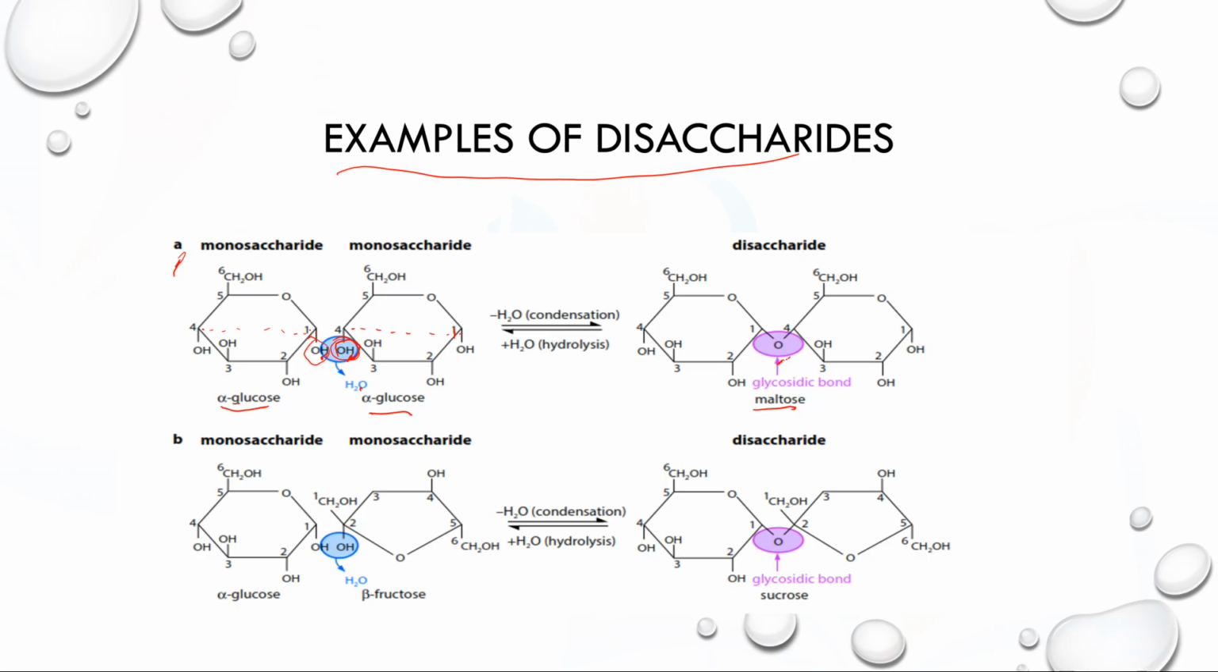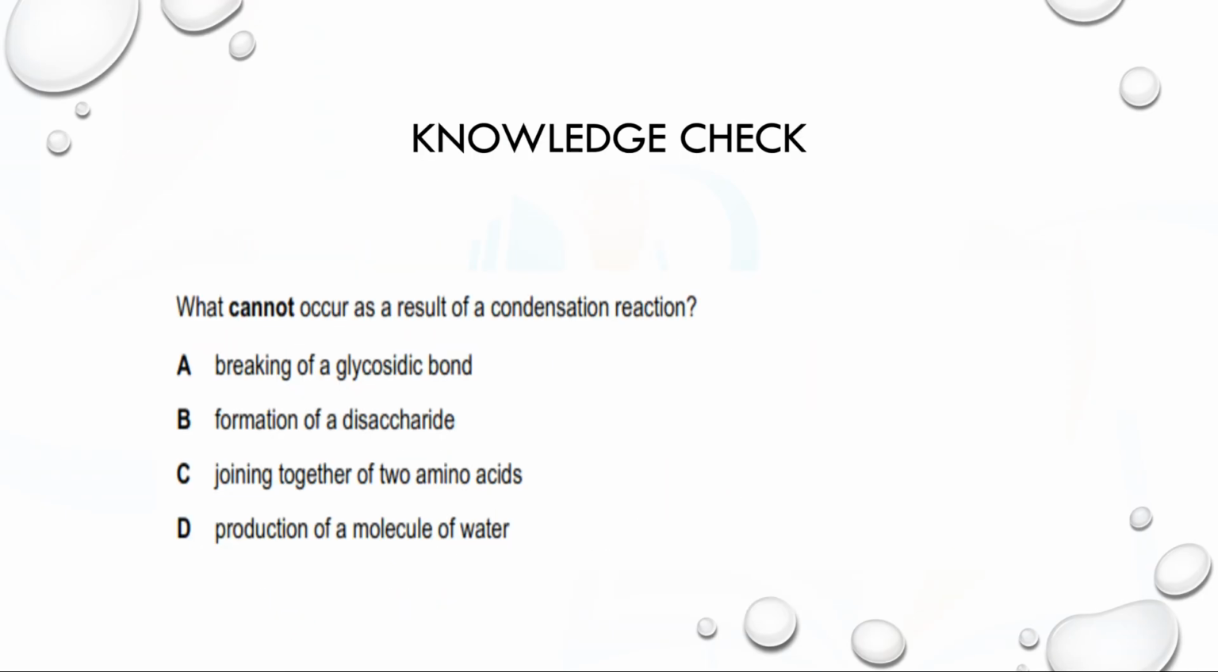If you check another one, look at B, monosaccharide, monosaccharide. You see alpha glucose combines with beta fructose. Why is it fructose? Because can you see it has a pentagonal shape? That's the only hexose that has a pentagonal shape, but it has 6 carbon atoms: 1, 2, 3, 4, 5, 6. So when they undergo a condensation reaction, they form a glycosidic bond, and that's sucrose. So sucrose is made up of alpha glucose and beta fructose. So don't forget that, guys.